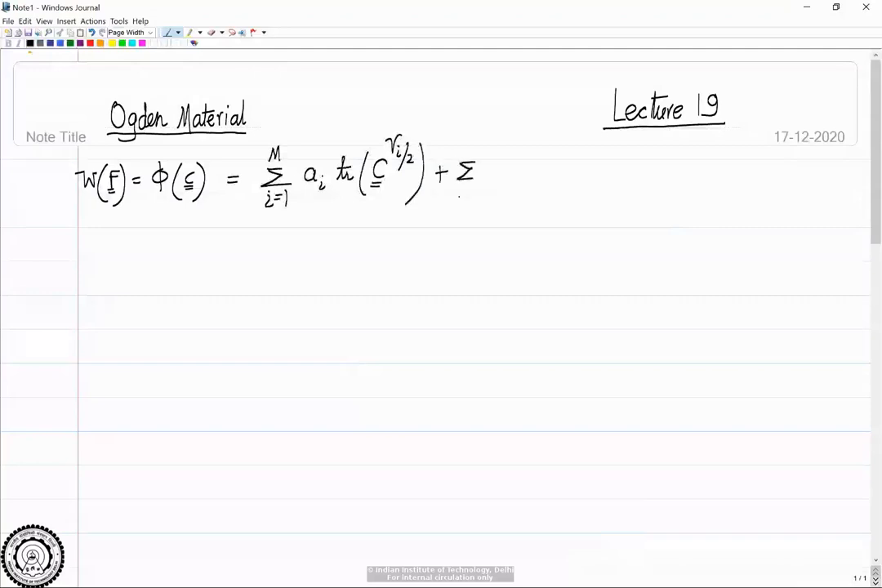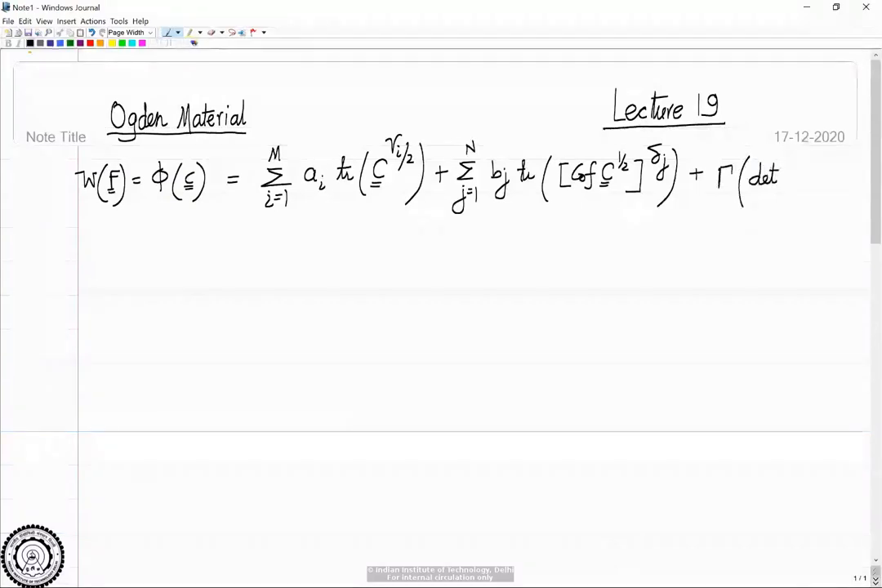plus another summation for j equal to 1 to big N of constant b_j into trace of cofactor, you know the cofactor of a tensor, cofactor of C to the power half, to the power some delta_j, and then some arbitrary function gamma, which is also a function of determinant of C to the power half.